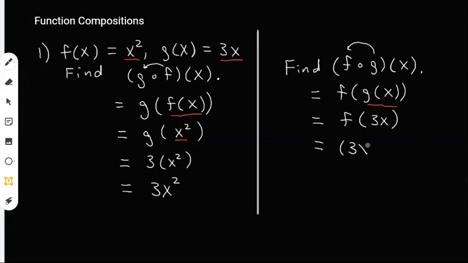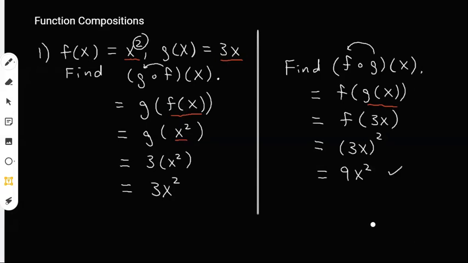So I'm going to get the quantity 3x squared because I have that exponent of 2 on the outside. So that means I'm going to square everything on the inside of the parentheses. I need to square the 3 to get 9, but I also need to square the x to get x squared. And I'm done. There's nothing left I have to do.